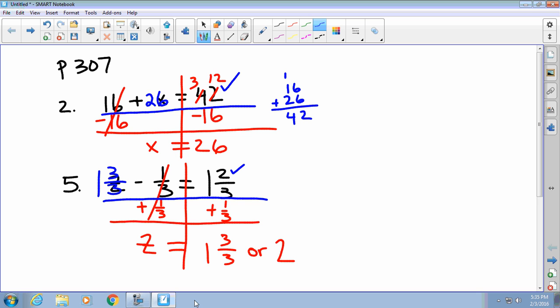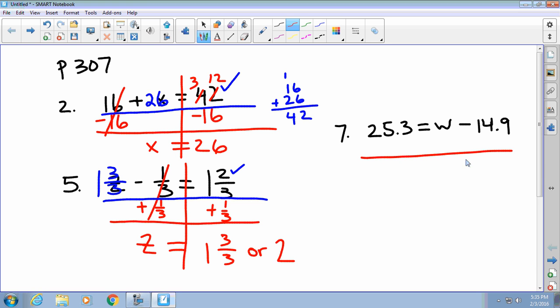Decimals, just because there's a decimal involved does not mean anything we have been doing is going to change. Here comes number 7. 25.3 equals W minus 14.9. Okay, what is happening in the problem? They are subtracting 14.9. I need to do the opposite, which is add 14.9. I need to add 14.9 on the other side. I get my W by itself.